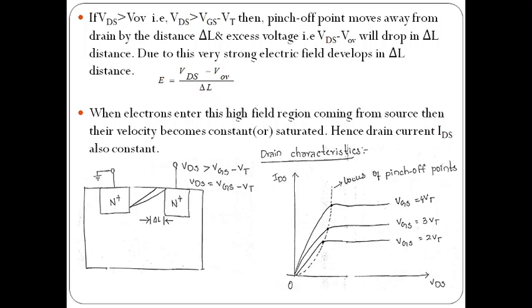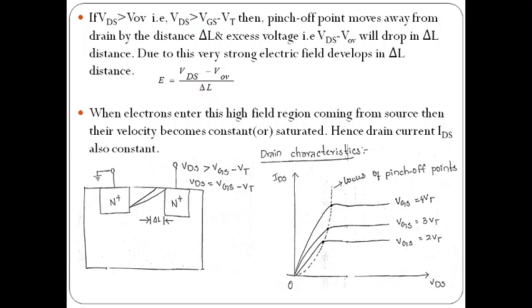So when electrons are entering the high electric field region, what happens? Electrons are coming from source to drain, and the channel is pinched off at the delta L distance. When these electrons moving from the source to drain enter the high electric field, their velocity becomes constant, or saturated. So it is electron velocity saturation. Hence the drain current IDS becomes constant.